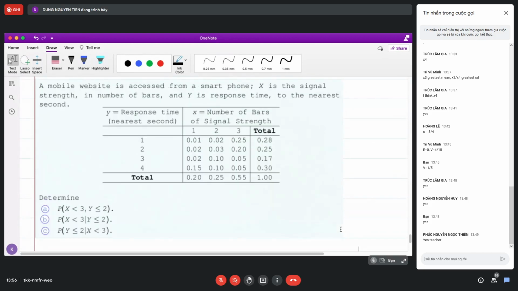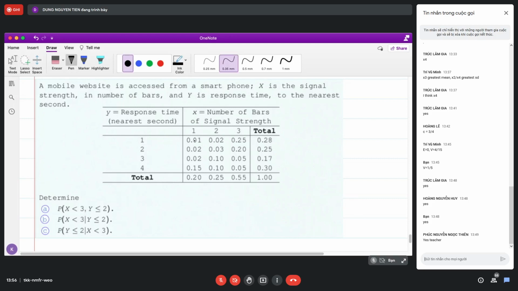Okay, now suppose that there are two random variables, x and y, and you get the random vector (x, y), where x is the number of bars of signal strength and y is the response time. Okay, then you get the table. If you have a look at the table, you should understand it this way.